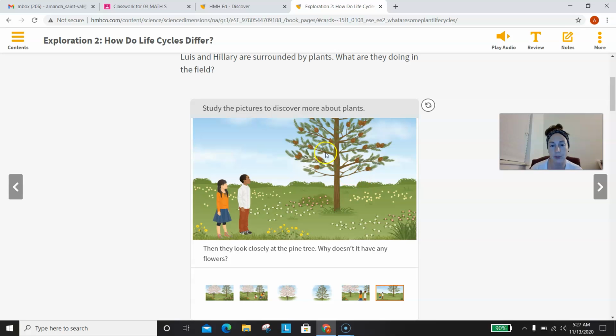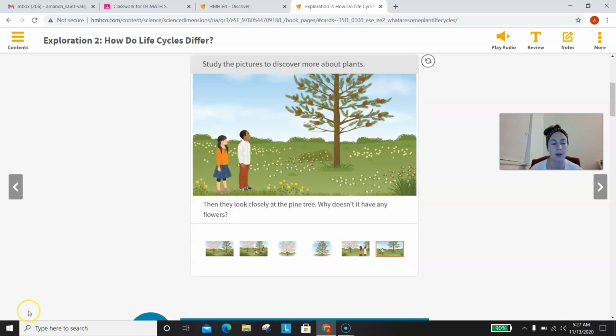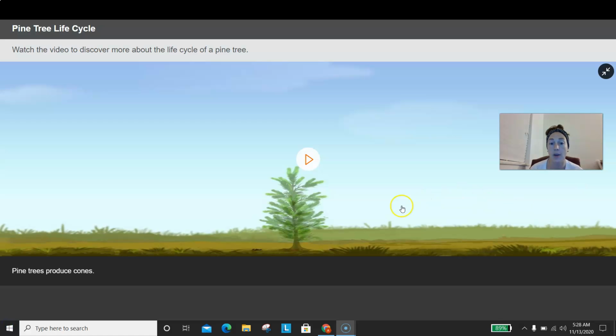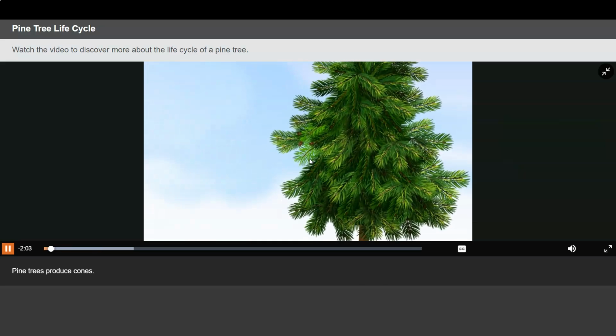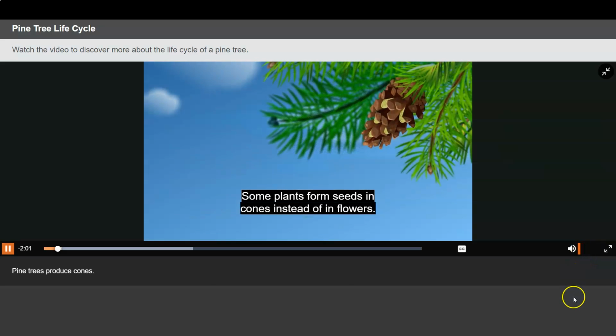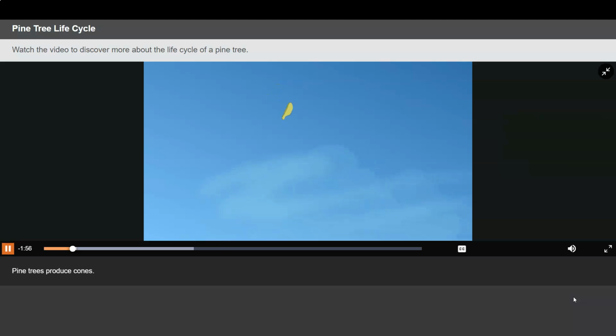But with our pine cone ones, it's different. So we have the pine cones and the seeds are inside of the cones. And that is how those non-flowering plants work. All right, and this is going to be the pine trees producing their cones. Some plants form seeds in cones instead of in flowers.